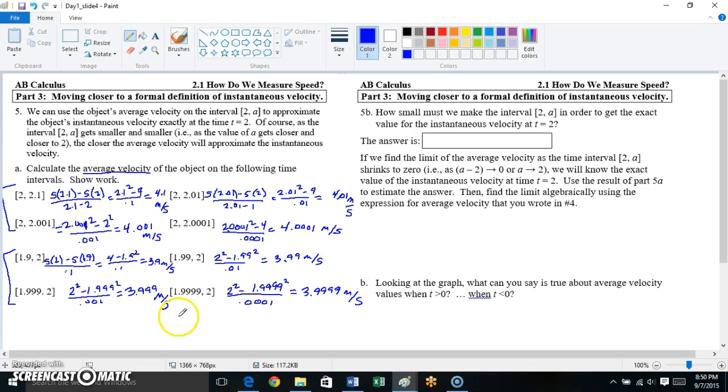So we're going to estimate that the instantaneous rate of change at t equals 2 is 4 meters per second. All right, got to stop this video.